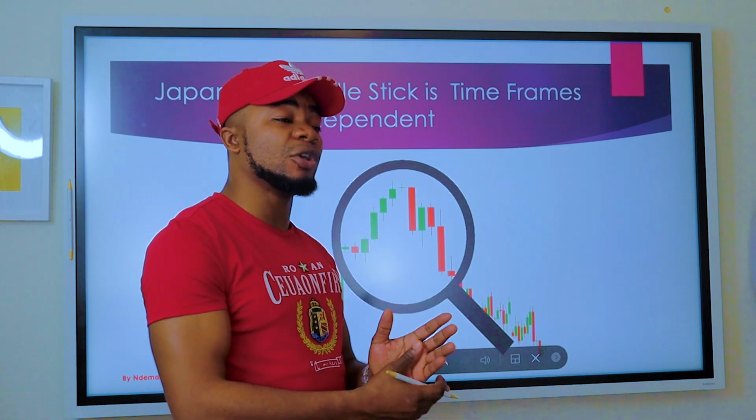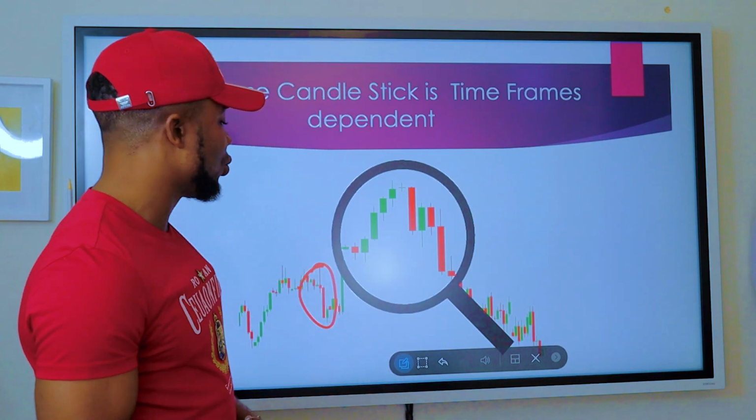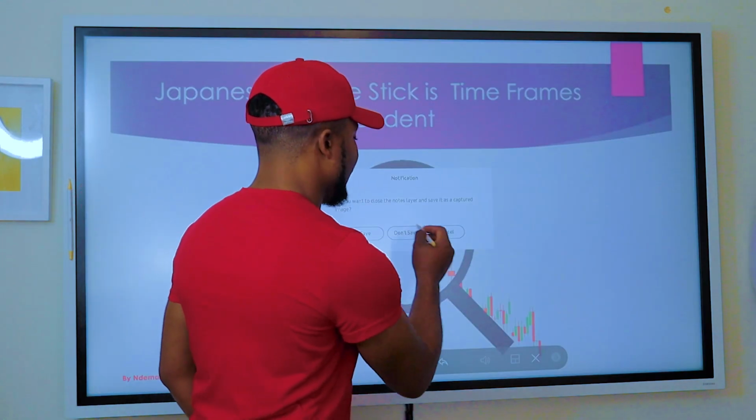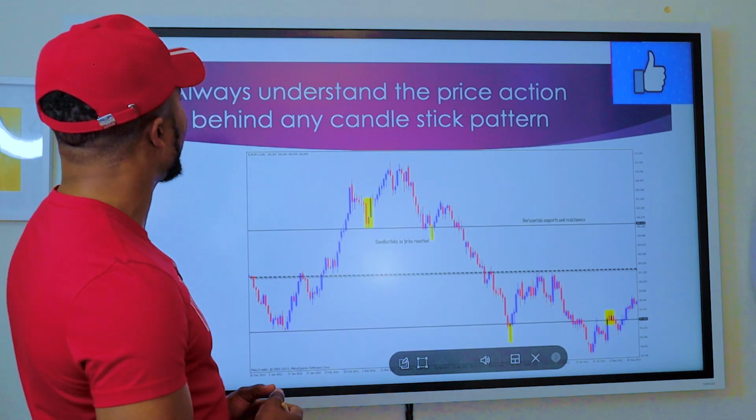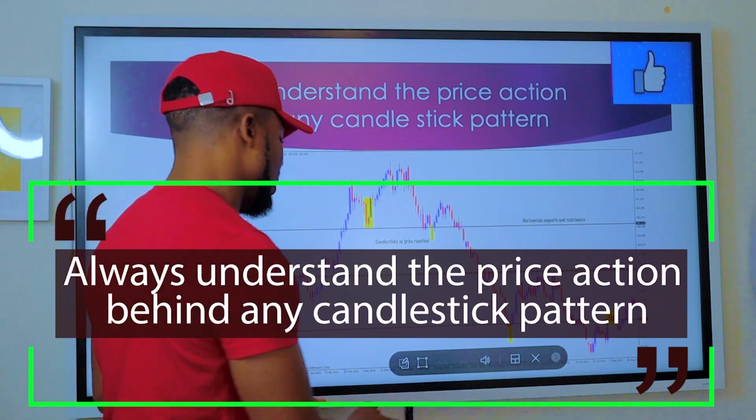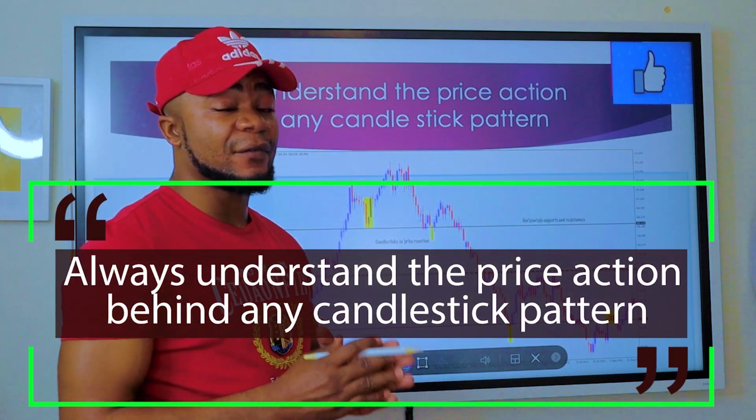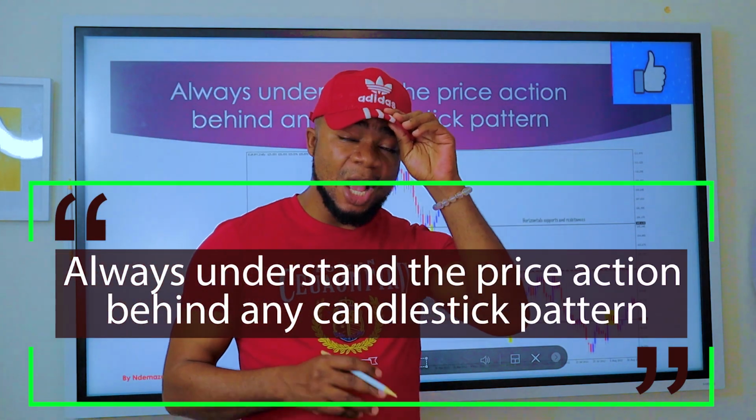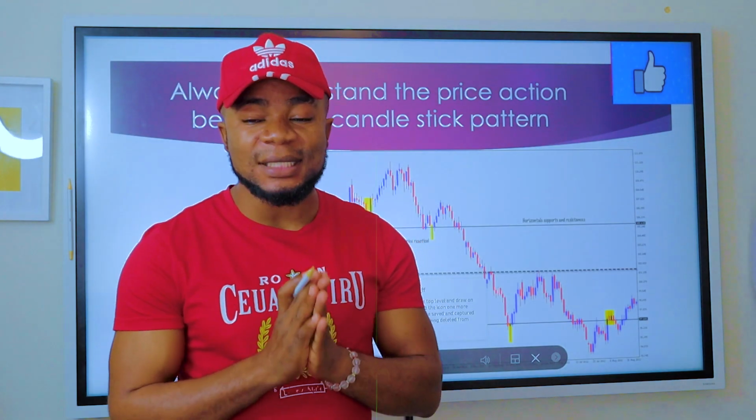Do your trade management and your trade execution on the same time frame. Then another point which we have here, they say always understand the price action behind any candlestick pattern. This is very, very important. On this point, they say always understand the price action behind any candlestick pattern.